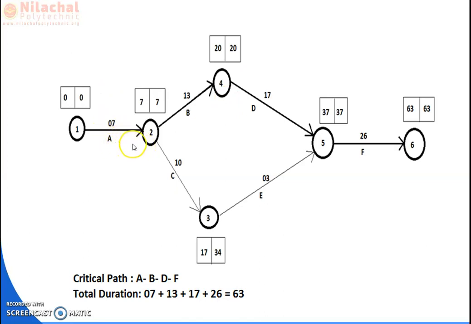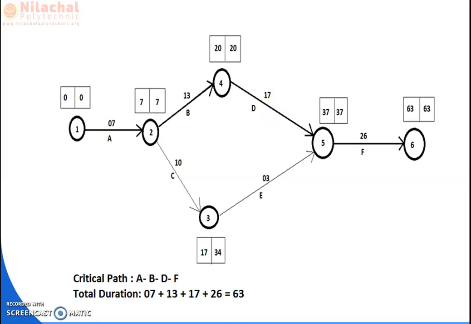Similarly, we have A activity, B activity, D activity, C, E and F activities respectively. Each activity is represented by an arrow mark, with the name of the activity and the duration for each activity to complete it.